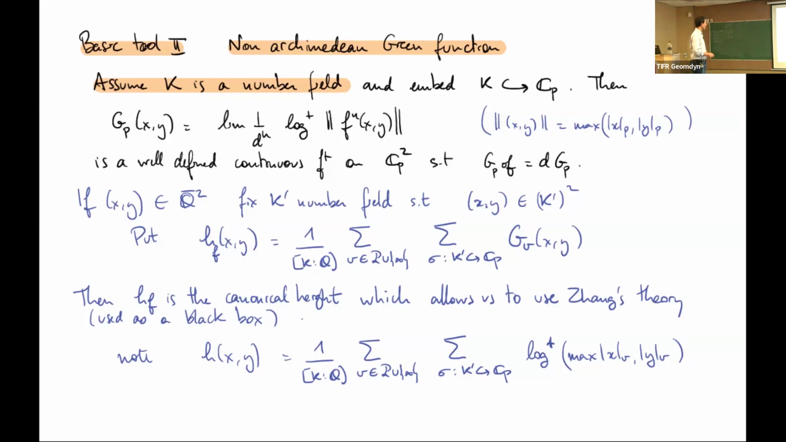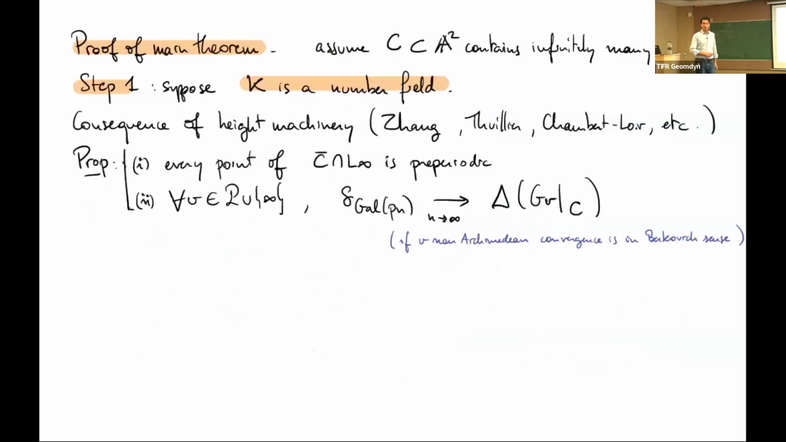I won't say more about this, but there's a whole theory of what heights can do for you. We will use basically this as a black box, and in particular we will use a theorem by Xinyi Yuan and Shouwu Zhang as a black box. Okay, so those are the two main ingredients, and now we can start the proof.